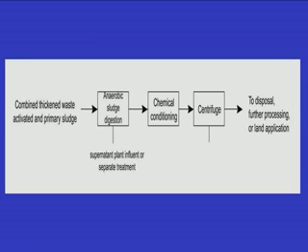And this is another system. This is a combined thickened waste activated and primary sludge. It is going for anaerobic sludge digestion, then chemical conditioning. Here the only difference is, instead of going for a belt filter press, we can go for a centrifuge. So, definitely the centrifuge will also dewater the sludge and we will get dried sludge, and the dried sludge we can send for disposal or for further processing or for land application.